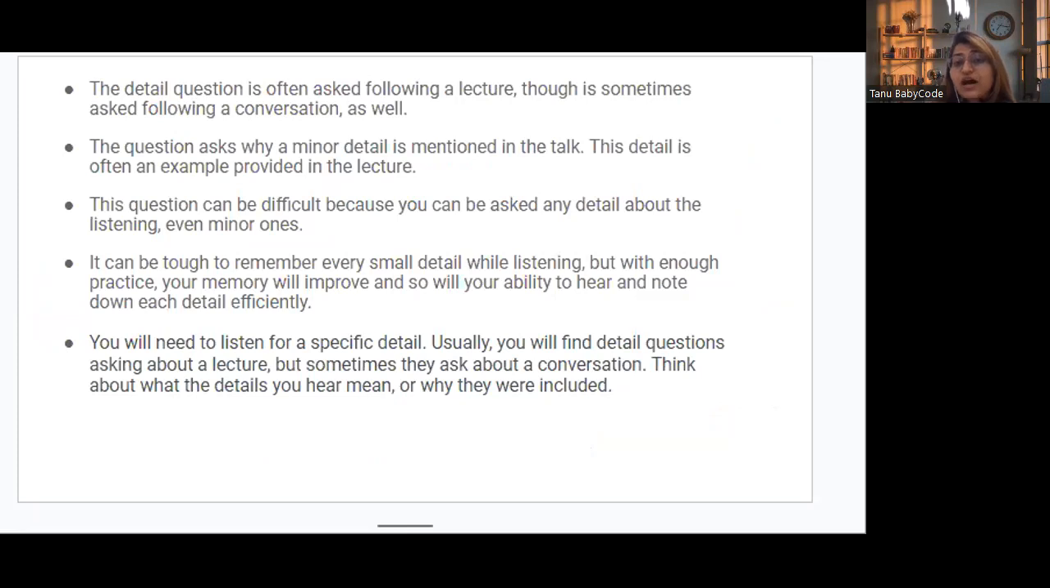A detailed question is often asked following a lecture, sometimes following a conversation also. Second thing is that the question may ask why a minor detail is mentioned in the talk. This detail is often an example provided in the lecture. Now, this question can be difficult because you can be asked about any details in the listening, even the minor ones. So it can be tough to remember and write every small detail while you're listening. But with enough practice, your memory will improve and you will be able to improve your ability to hear and note down each and every detail effectively.